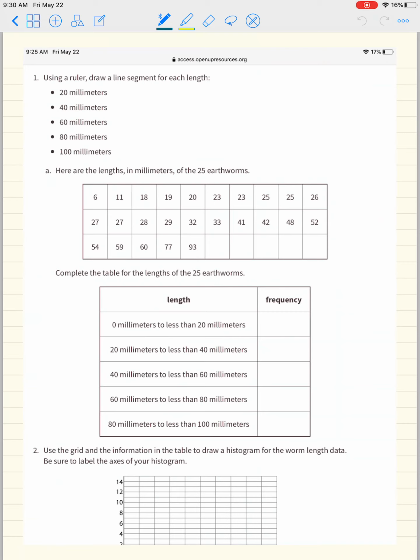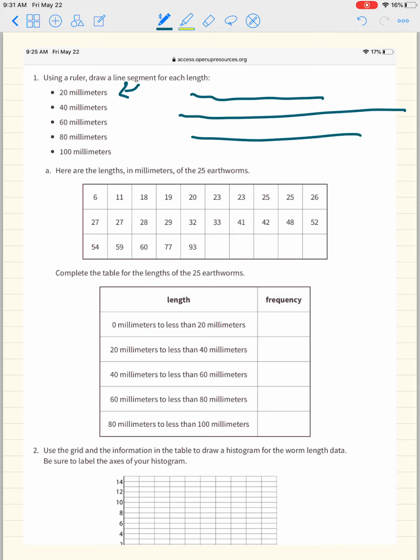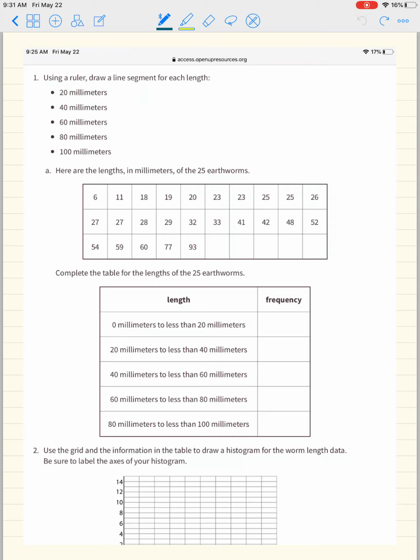So if you don't have a ruler, you can't do this, but if you do have a ruler, you're going to go ahead and take the ruler and measure out these lengths and just draw a line segment. I don't know exactly how much that's going to be, but if you have a ruler, do that. If you don't, then don't do it.